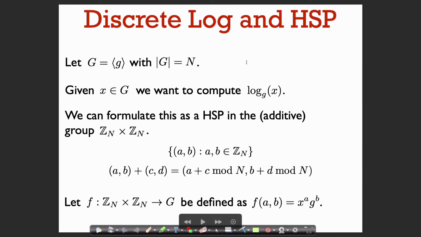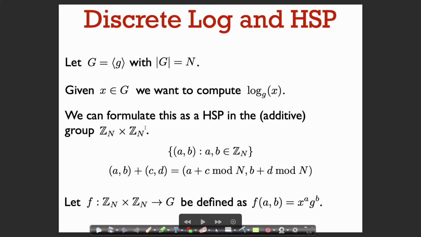Now let's see why the discrete logarithm problem is an instance of the hidden subgroup problem. Again, let capital G be the cyclic subgroup generated by little g, and say that the size of capital G is n. Given some x in capital G, we want to compute the log base g of x. We're actually going to formulate this as a hidden subgroup problem in the additive group Zn times Zn.